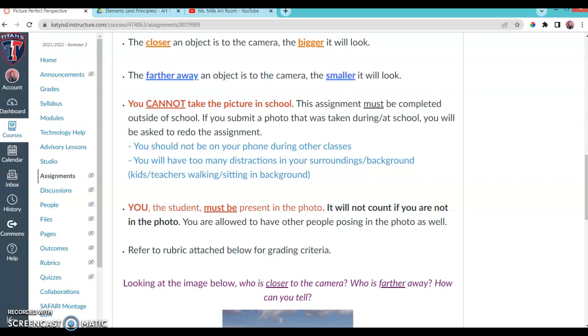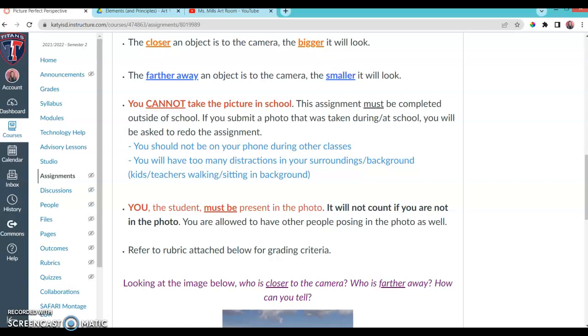Outside of school. And you can have animals. So if you want to look like you're squishing your pets or they're ginormous or something, that is totally fine with me. In fact, I think that'd be so funny and creative. So not taking it in school. If I see that it's in school, I'm going to ask you to redo it.